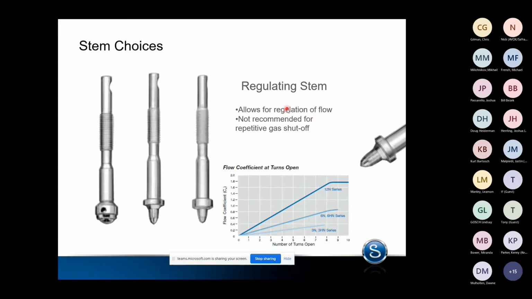Regulating stem, it's not recommended for repetitive gas shutoff, and the reason for that is, as we previously discussed, you've got a fixed metal stem that's going to go into a fixed metal seat, and the risk of galling in repetitive shutoff applications is going to be pretty high. If we're consistently trying to get this to seat, we're just going to start wearing away at the stem or the seat, and we're going to create a burr or something else that's going to create a leak path across it.